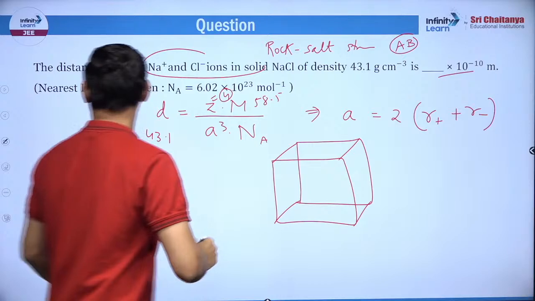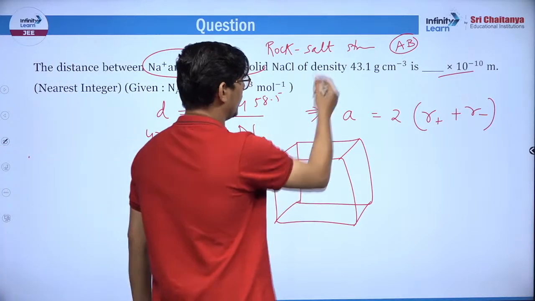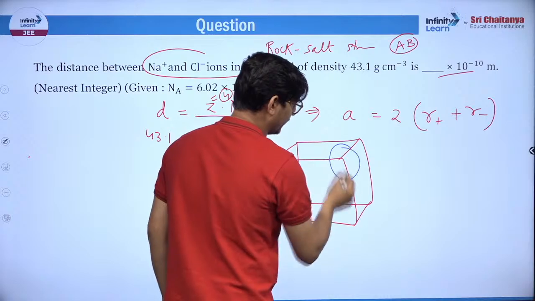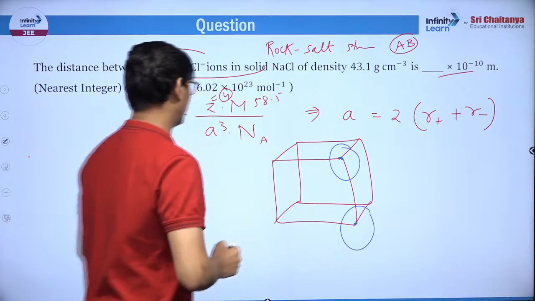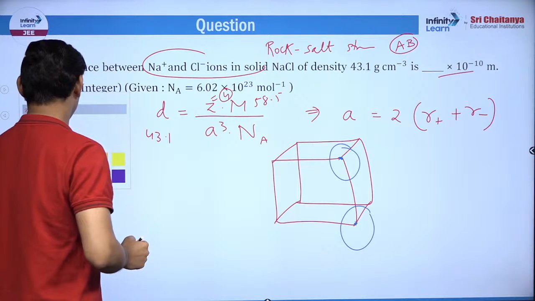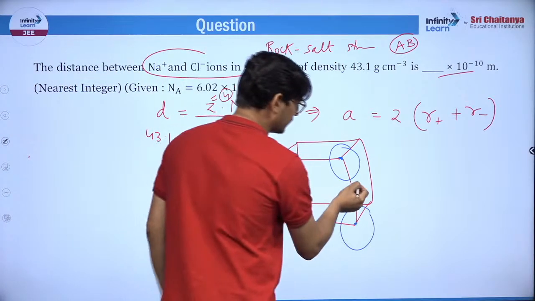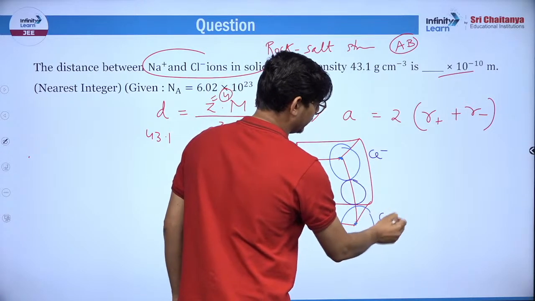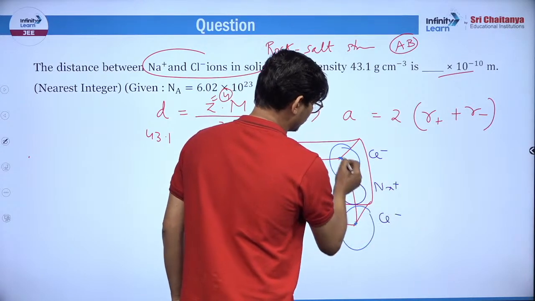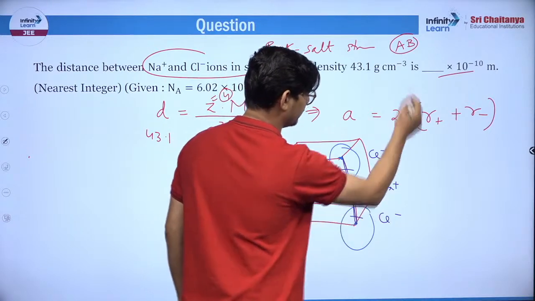So what happens here is that the anion, if you assume that the anion is forming the lattice, will be present at the corners, and the cation which occupies octahedral sites at the edge center will sit here. So we can assume that chloride is sitting here and sodium is sitting here. So the edge length is twice the radius of anion plus twice the radius of cation.